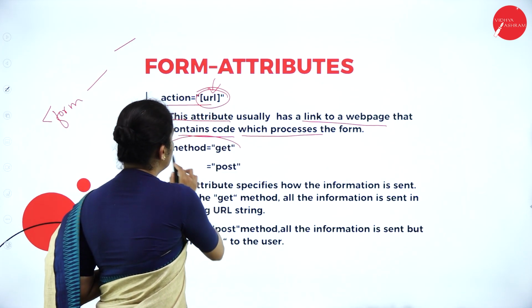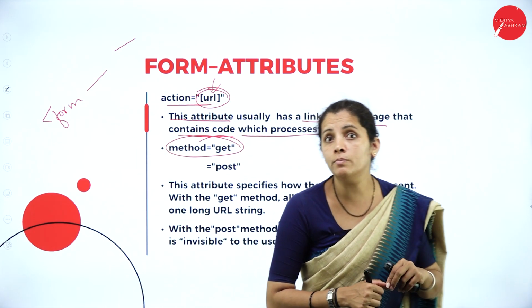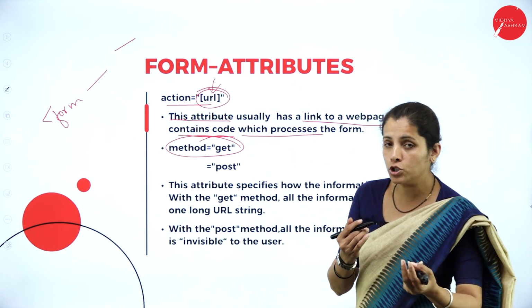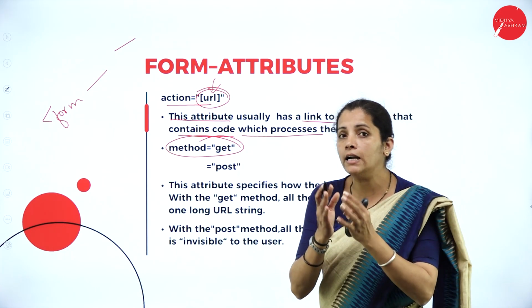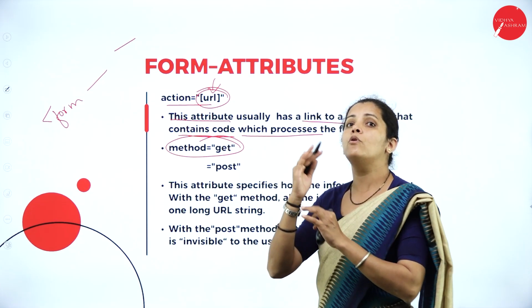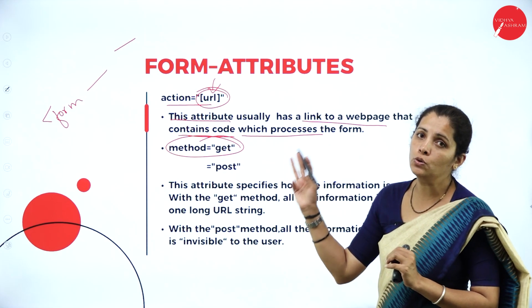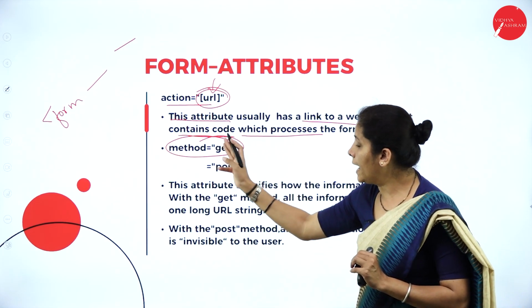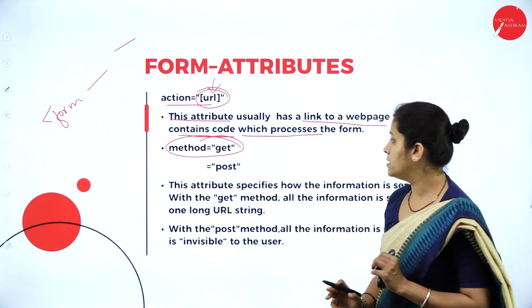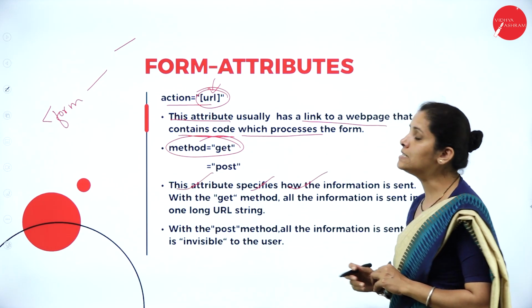Next, method. If I consider form, I can have two methods, get method and post method. Get in the sense what? Get the data from the resource. And post in the sense what? Where I want to post the data. So here I can use two methods. One is get and another one is post. So this attribute specifies how the information is sent.